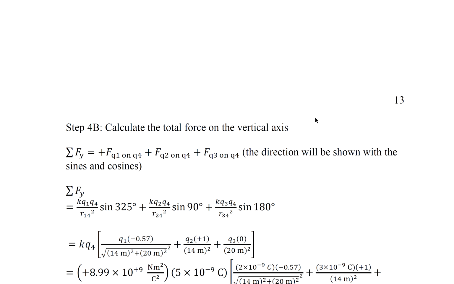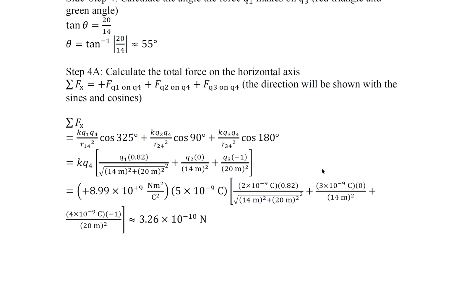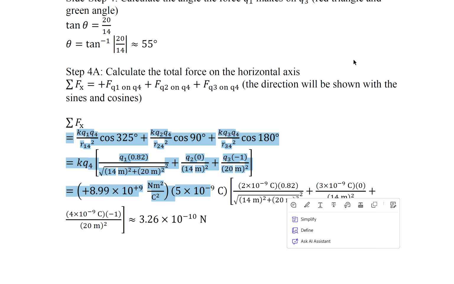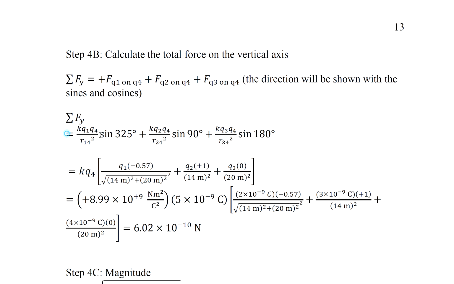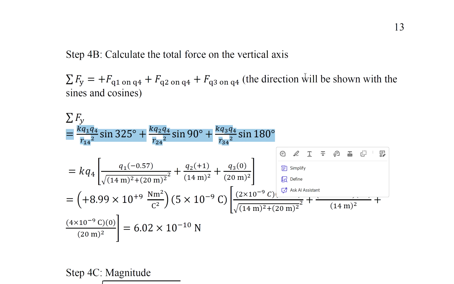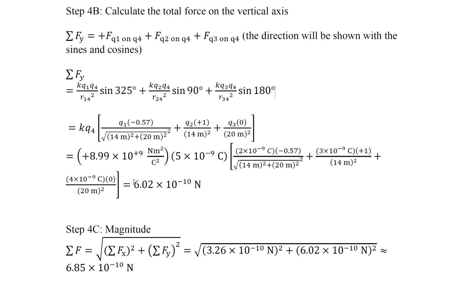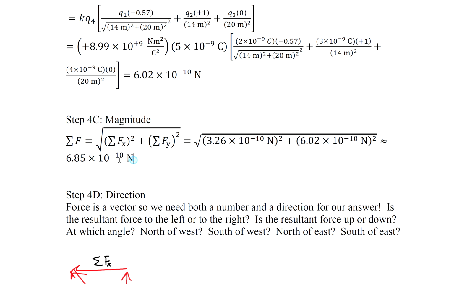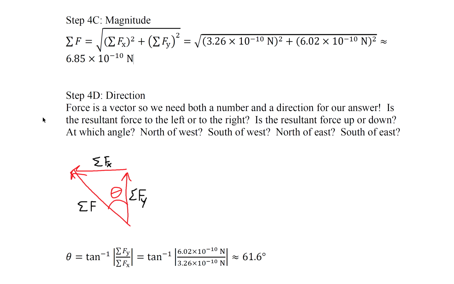Then we're going to have to calculate the total force on the vertical axis. You could see the difference between the x-axis and the y-axis is that the x-axis uses cosines. The y-axis uses sines. And this is what we get for f sub y. So you have f sub x and f sub y. It makes a right triangle. This is the magnitude. And now we have to find the direction.